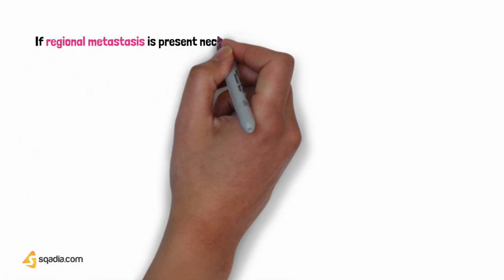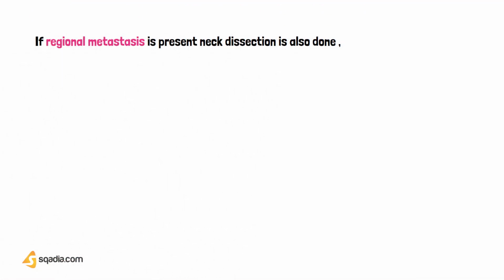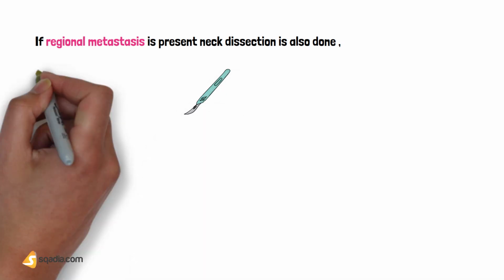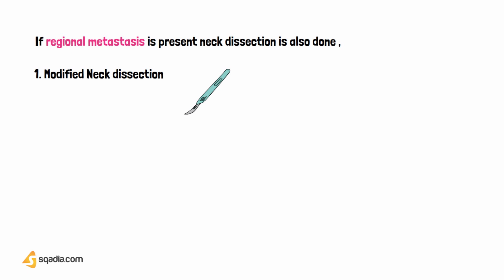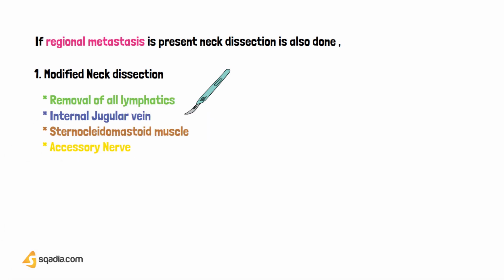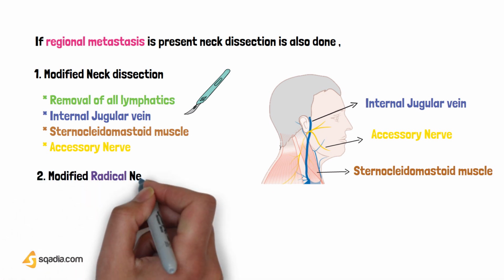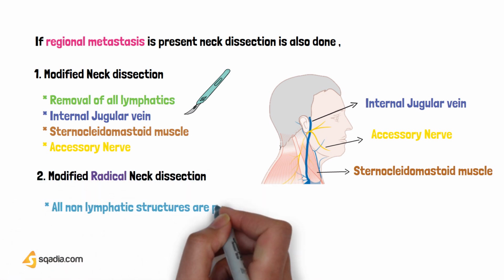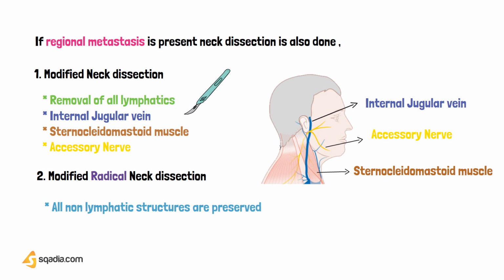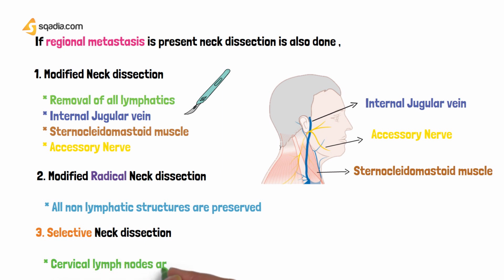If regional metastasis is suspected, the surgeon carries out neck dissection. Now, there are three kinds of neck dissections. There is the modified neck dissection, in which all of the lymphatics are removed along with the internal jugular vein, sternocleidomastoid muscle, and the accessory nerve. Then there is the modified radical neck dissection. In this, all the non-lymphatic structures, meaning all the structures other than the lymphatics, are saved while the lymphatics are removed. In the selective neck dissection, only the cervical lymph nodes are removed.